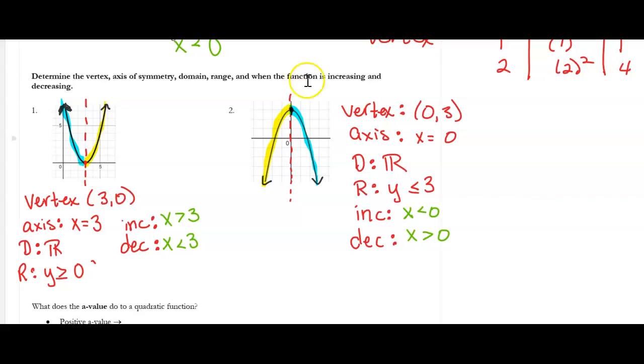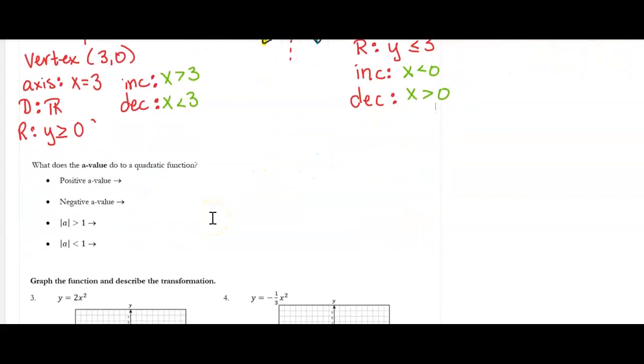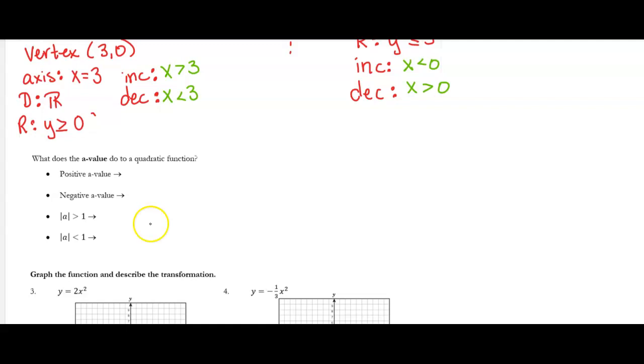Now we need to find out, what does an a value do? Okay, so there are two things that the a value does. If it's a positive a value, the parabola is going to go up. It's going to be a happy parabola. If it's a negative a value, the parabola is going to go down.